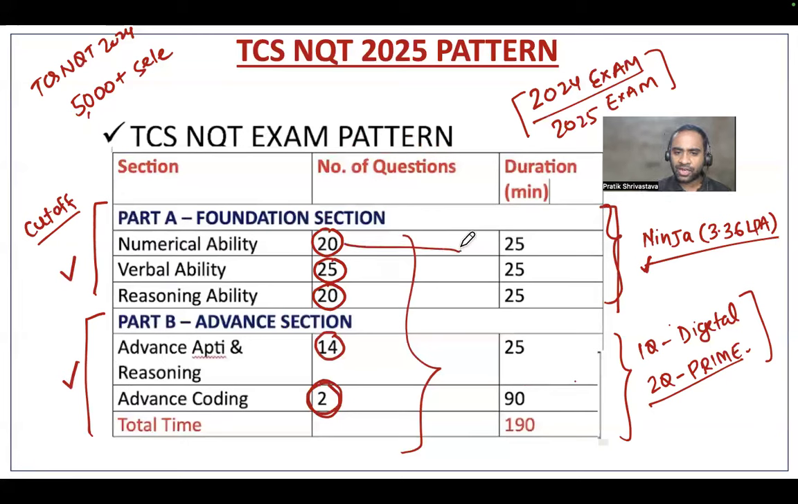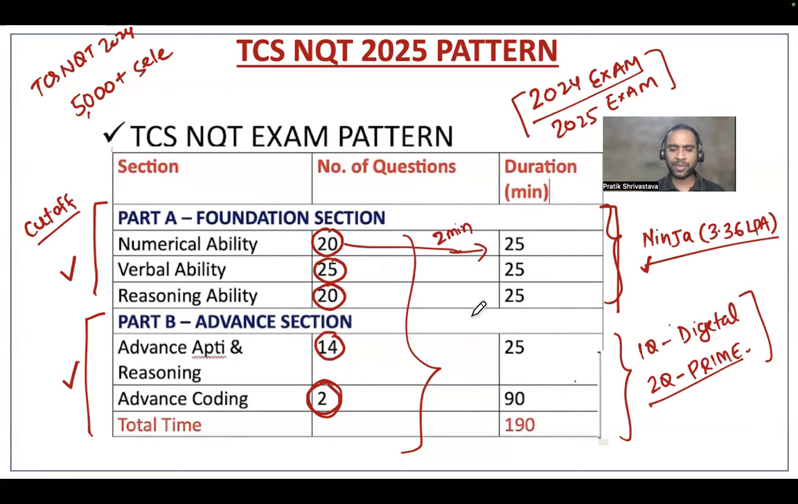For numerical ability, 20 questions, they are giving you 25 minutes. Almost 1 minute for one question. But in the exam, you will need around 2 minutes for one question. So that's the reason the cutoff will be low.